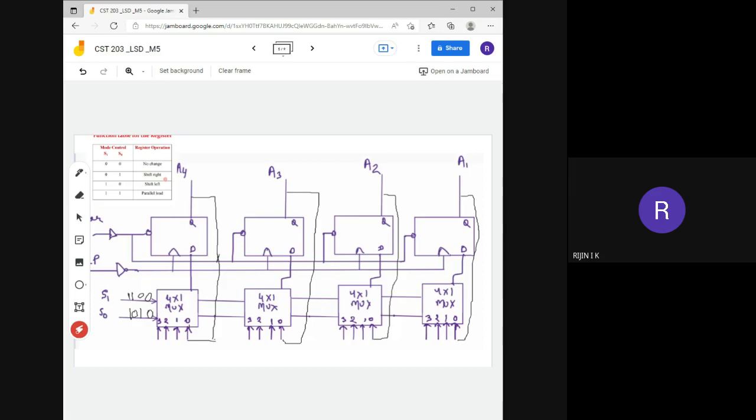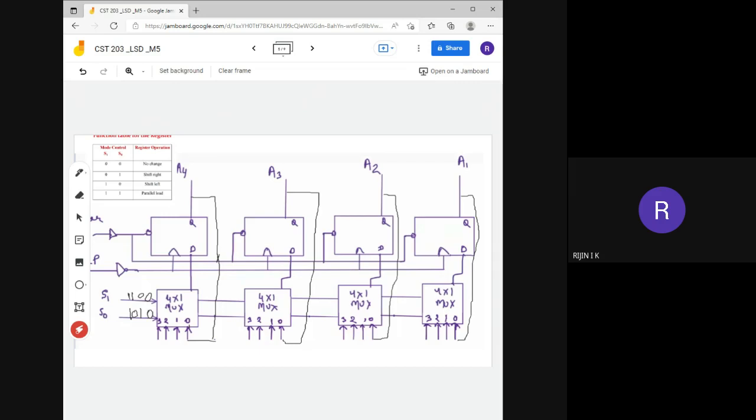What is the shift right operation? You need to shift it. That means this output will be given as the input for the next flip-flop. This output will be given as the input for the next flip-flop. That is what the shift right operation is. Isn't it? You need to shift it from left to right.